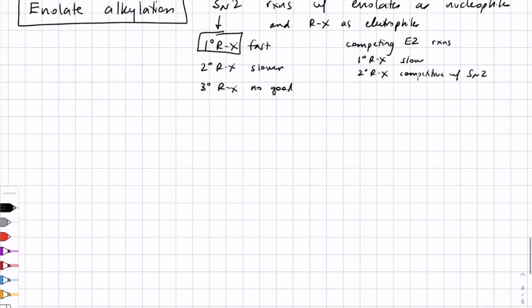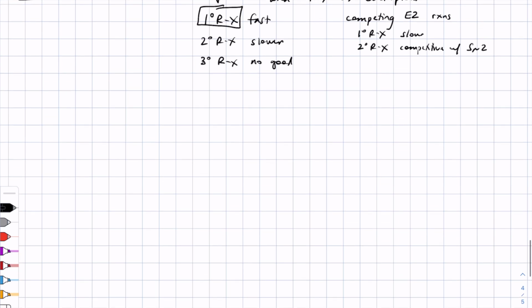So let's talk about the simplest case for enolate alkylation, and that's using irreversible enolate formation. That is, we're going to use LDA.